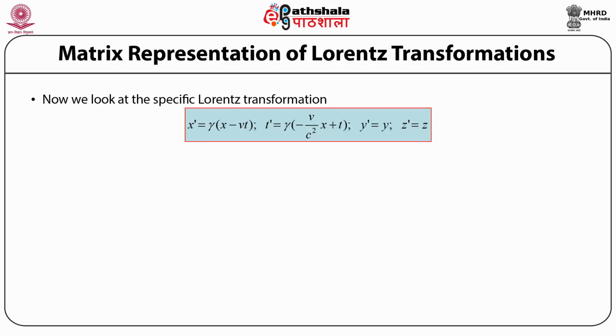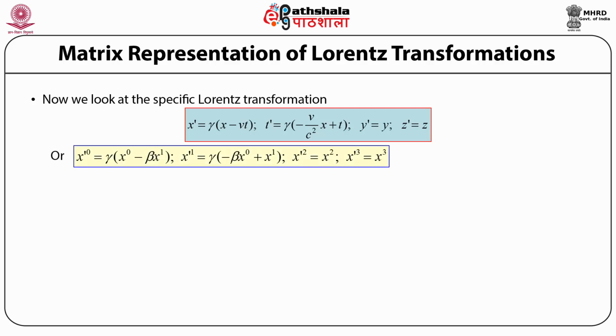In the tensorial notation, we can write these Lorentz transformations as x prime superscript 0 is equal to gamma times bracket open x superscript 0 minus beta times x superscript 1 bracket close, x prime superscript 1 is equal to gamma times bracket open minus beta x superscript 0 plus x superscript 1 bracket close, x prime superscript 2 is equal to x superscript 2 and x prime superscript 3 is equal to x superscript 3.